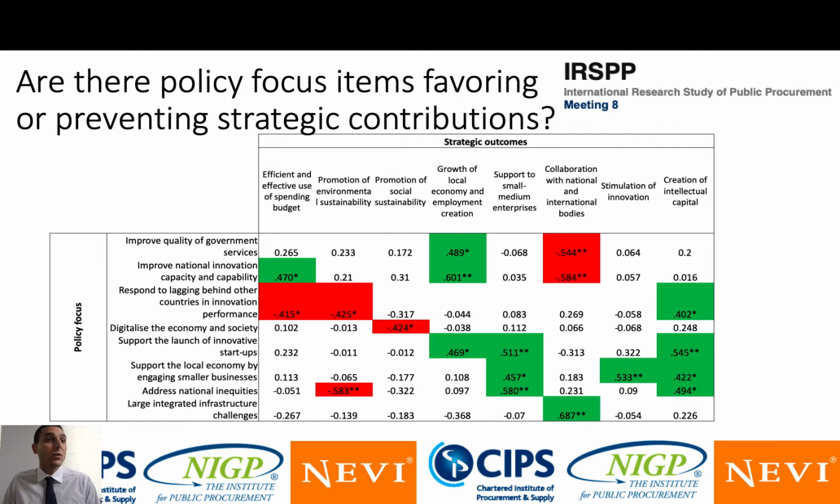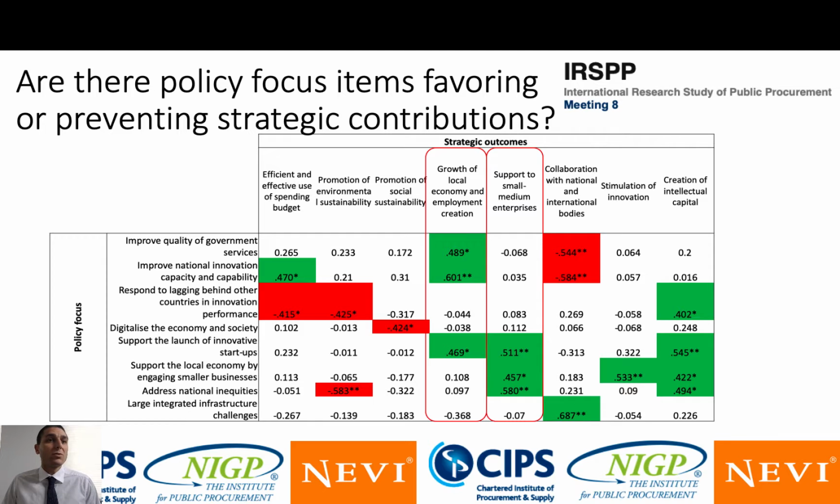Whenever you see a green color, it means that there is a positive correlation, and whenever you see a red color, there is a negative correlation. We see clearly that there are some strategic outcomes that are strictly related to where the policy is focused. In particular, if you consider the strategic outcomes of contributing to the growth of the local economy and employment creation, we see that projects with higher results in this respect are the ones where the country's policy focus in terms of innovation procurement is on improving the quality of government services, improving national innovation capacity and capability, and supporting the launch of innovative startups.